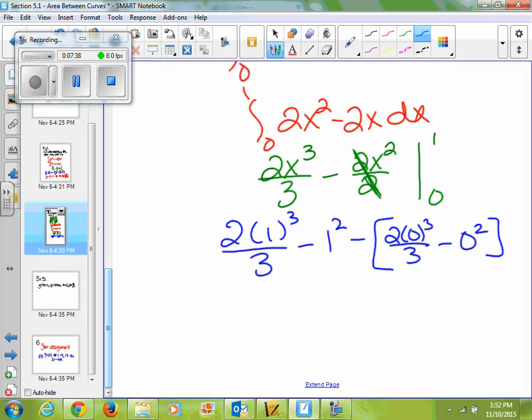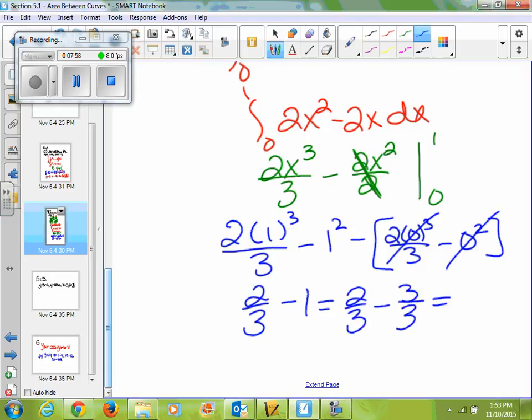1 cubed is 1, 1 times 2 is 2, so 2 thirds. 1 squared is 1. 0 cubed times 2 times 0 is 0. 0 squared is 0. So I get 2 thirds minus 1. 1 is the same thing as 3 over 3. So 2 thirds minus 3 thirds gives me negative 1 third.